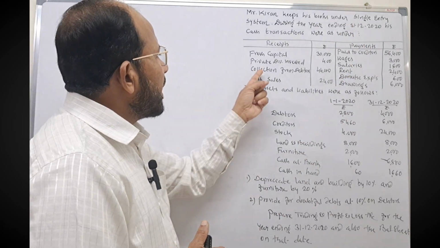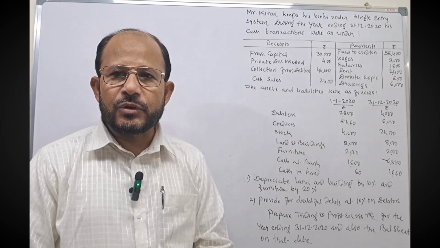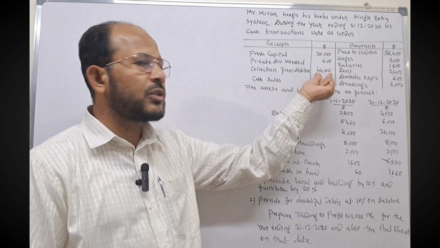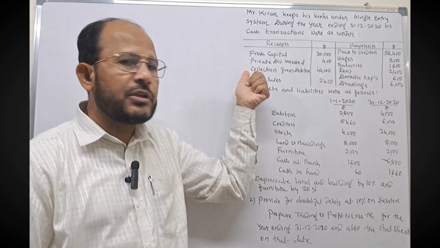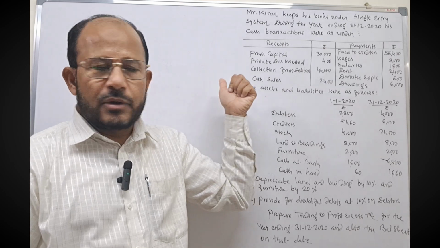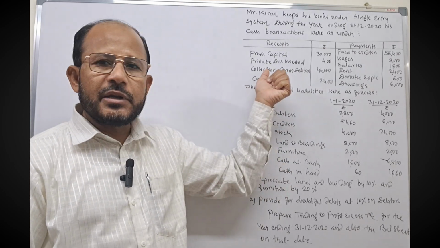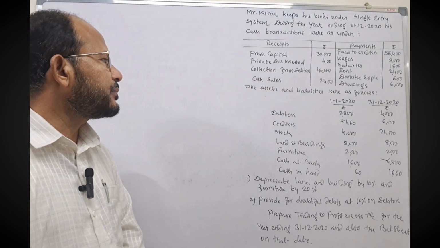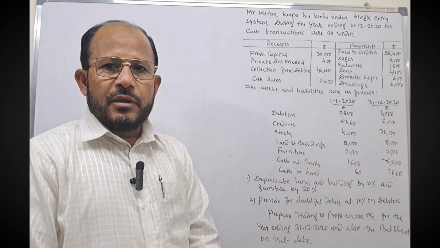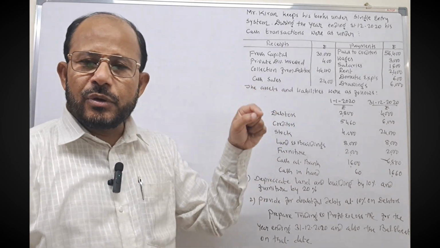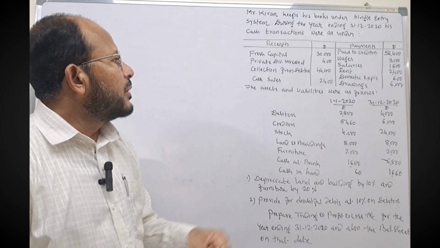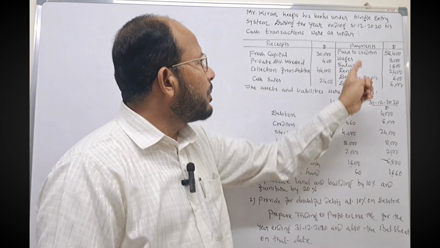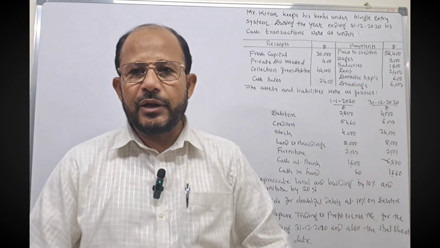Okay, next one is collection from debtors, rupees 44,000. It means during the year 2020 he has received rupees 44,000 from his debtors. Where do you show this one? In the sundry debtors account, because in this problem we have to prepare sundry debtors account also. Therefore, in that account we have to show rupees 44,000. Cash sales, rupees 2,400, is the item which is to be shown in the trading account.